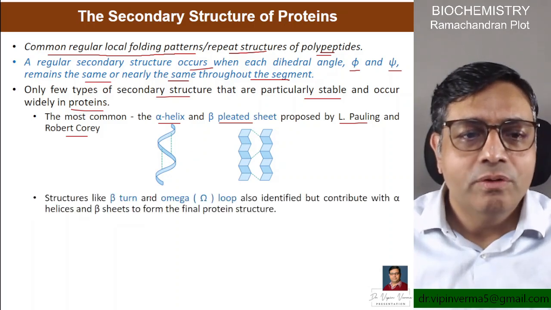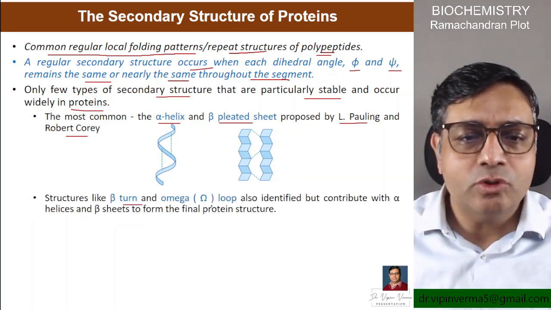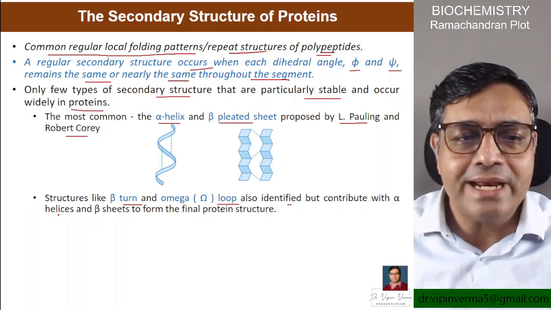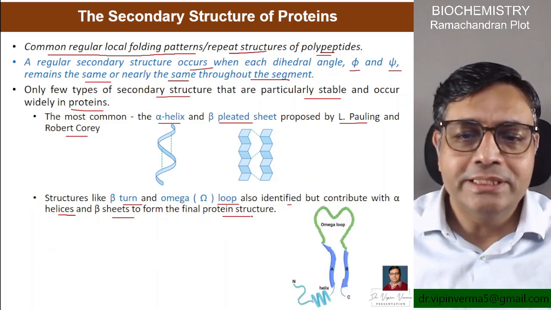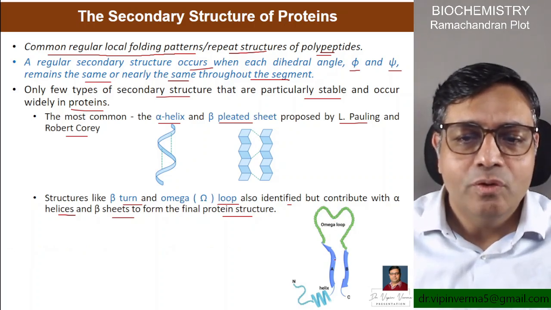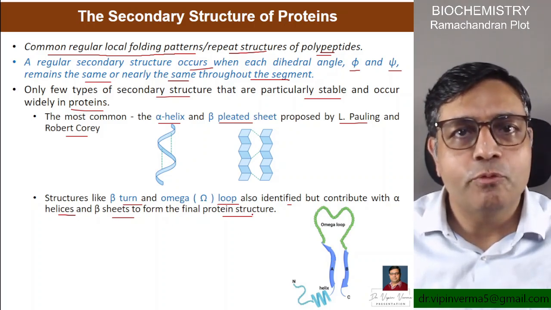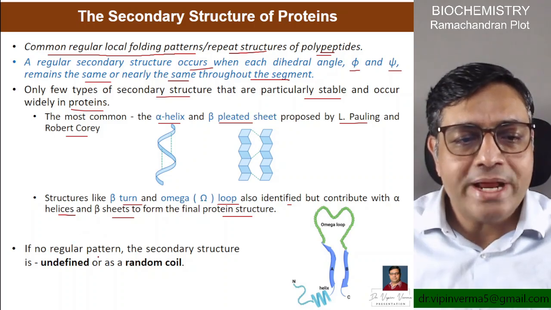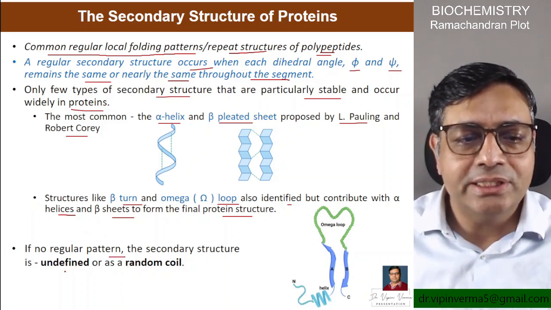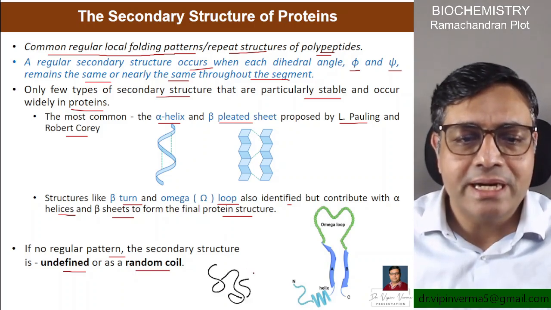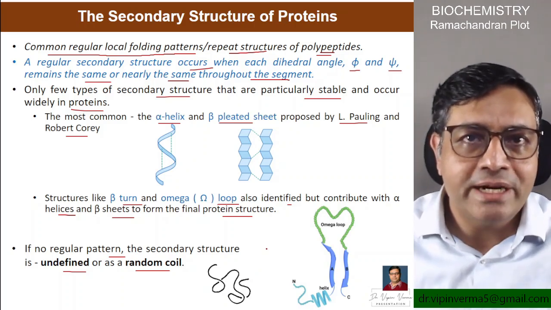Now some structures like beta turns or omega loops are also identified, but they contribute with alpha helices and beta sheets to form the final protein structure. This is one example of the omega loop here. You can see there is a looping, but they are helpful in the final structures of the protein. And if there is no regular pattern, then the secondary structure is undefined or a random coil. So this is a random coil structure or undefined structure.